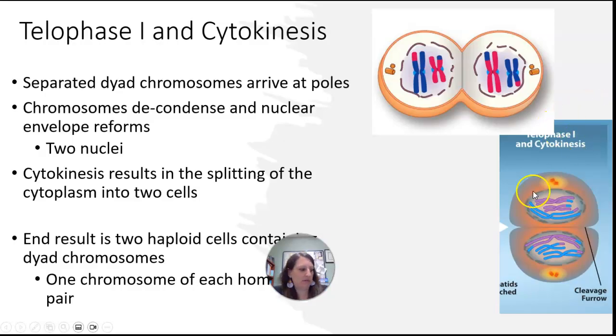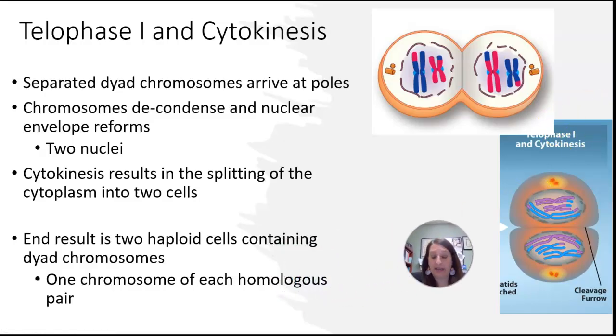During telophase 1 and cytokinesis 1, at the end, those separate dyads arrive at the poles. The chromosomes may start to decondense a little bit. The nuclear envelope reforms. And so again, we can see in either of these figures, we've got both cells. So we've got a nuclear envelope reforming here and a nuclear envelope forming right here. And so we end up in the end with 2 nuclei. And then cytokinesis is going to give us 2 separate cells. So eventually this will pinch right off.